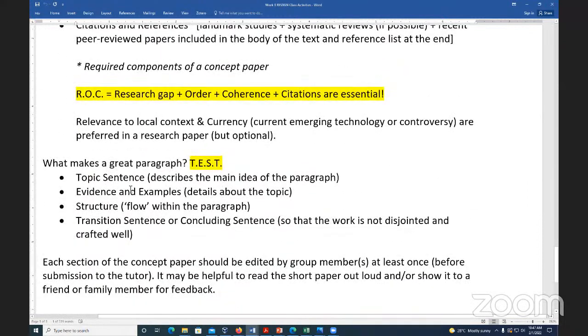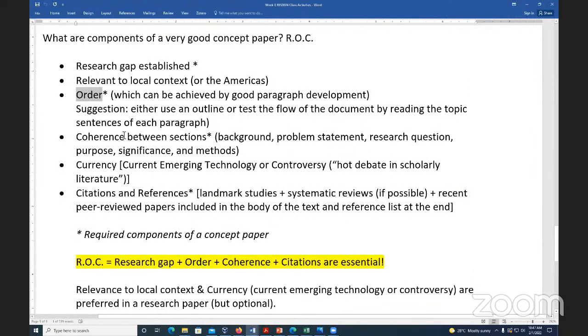So if we go down to here, to what makes a good paragraph. Every good paragraph should have a topic sentence, which is the main idea of the paragraph. So if you go back to this, we're saying that if you read the first sentence of each paragraph of the document, it should make sense and flow together. That's the same thing for a lit review, in fact, for any paper.